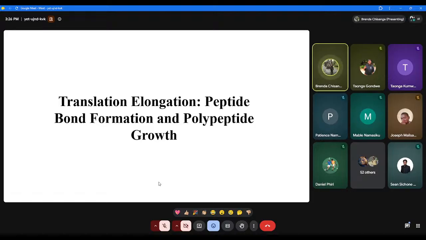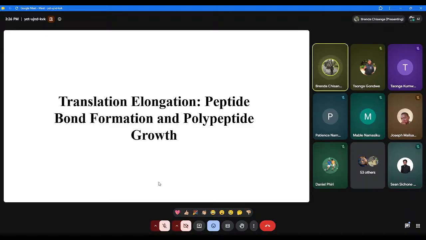Now we move on to elongation. Up to this point, we have assembled our 70S initiation complex. What is a 70S initiation complex? You have your large subunit and your small subunit stably associated. You have your mRNA and the start codon well positioned in the P site, and you also have your initiator tRNA well positioned in the P site, forming a stable codon-anticodon interaction.